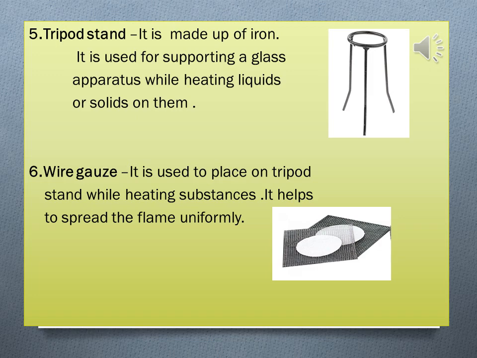Sixth one is wire gauze. It is used to place on tripod stand while heating substances because it helps to spread the flame uniformly, means when you will keep a container which is having a solution on the tripod stand, below this we have to keep the wire gauze, and this wire gauze will provide the flame uniformly in all the directions.